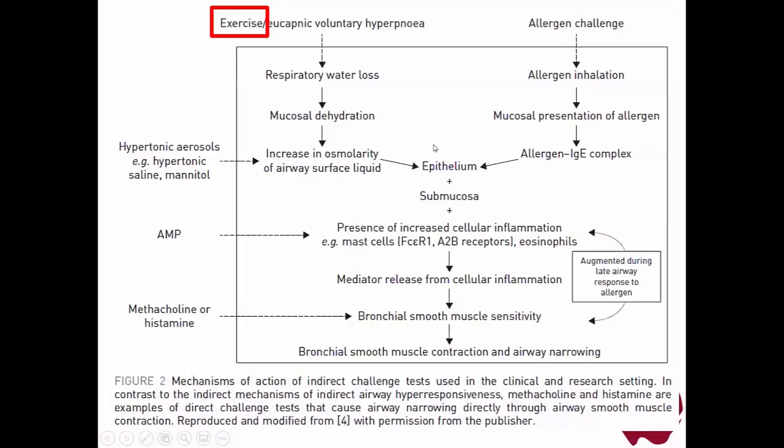When you look at this guideline, you can see exercise is right up there with the mechanisms of getting bronchial smooth muscle contraction and airway narrowing. And then the others further down the line, the hypertonic aerosols like saline, mannitol, AMP, and so on and so forth. So exercise testing is really, really effective in showing these pathways and detecting cases.